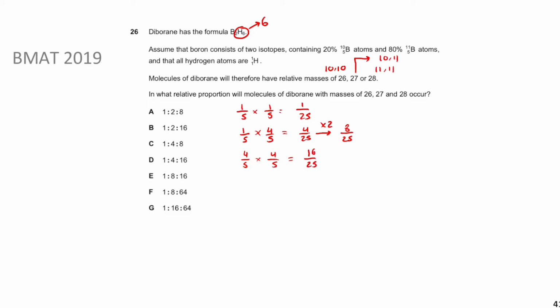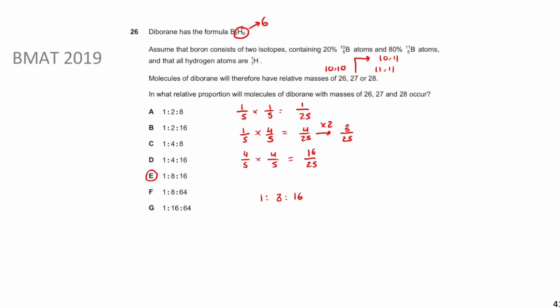And can you see, guys, all these values, 1 over 25, 8 over 25, 16 over 25, they all add up to 1, as probabilities all should add up to 1. Okay, so then the ratio you'll get then is going to be 1 to 8 to 16. And that's 26, 27, and 28 isotopes. So that means, guys, the answer here then is going to be E. So hopefully, guys, that has made sense. And as always, we really look forward to seeing you in the next video.